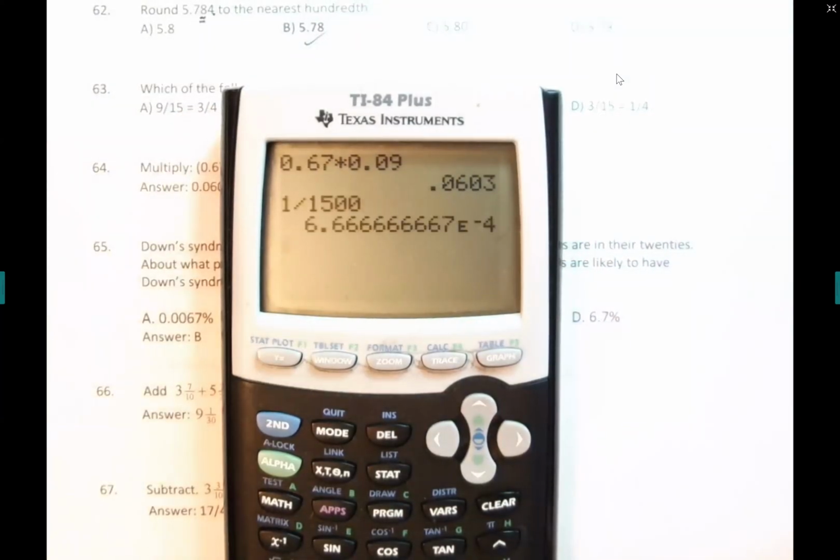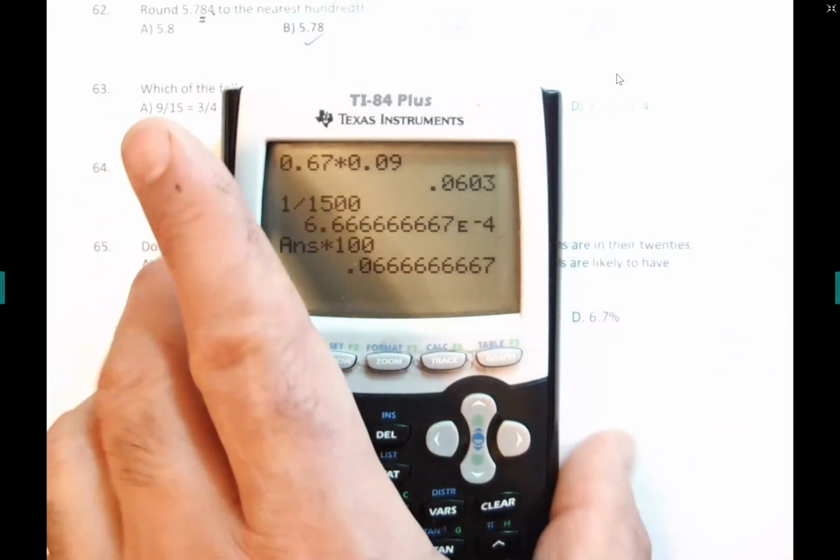But then I need to change it to a percent. So I multiply by 100. So it will be 0.067%.